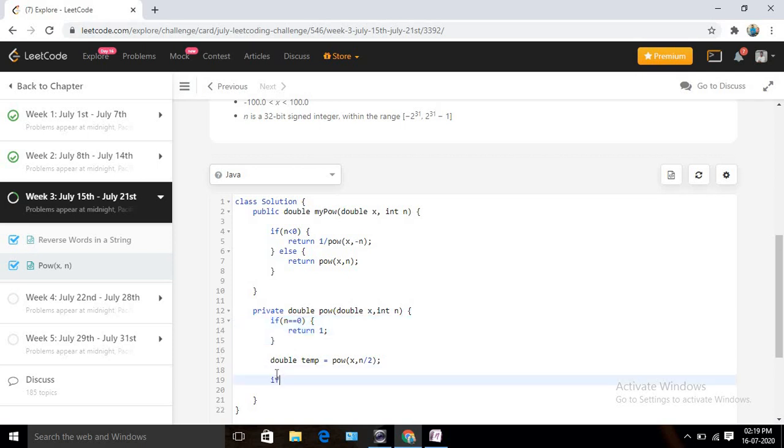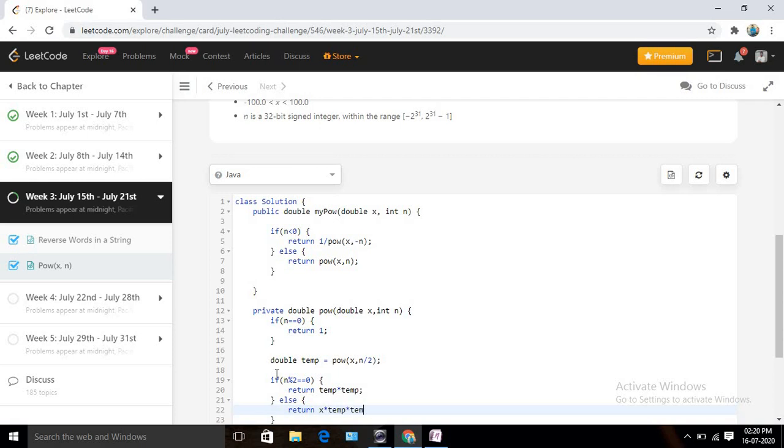Now whenever I am done with my recursion, I need to do my further calculation, right? So we check if n modulo 2 equals 0. If it is an even number, then we just multiply temp with temp and return it. And if n is odd, then what are we going to do? We are going to return x into temp into temp. Okay, fine.